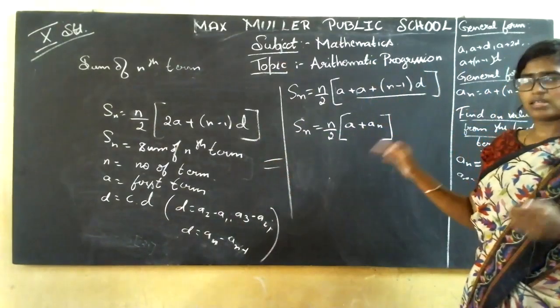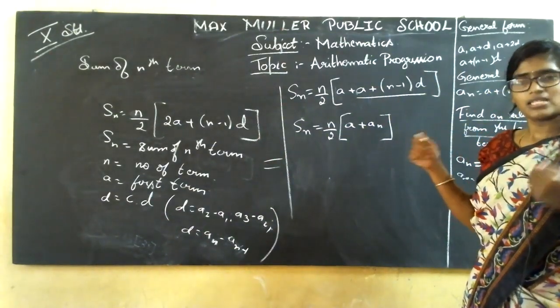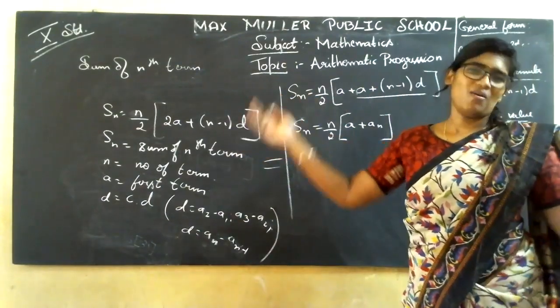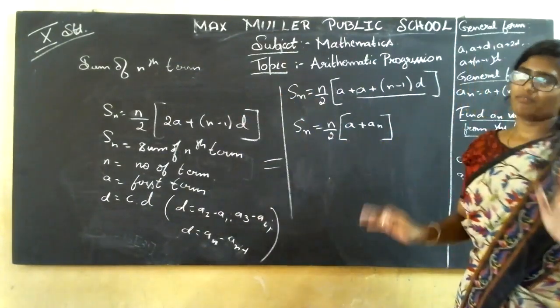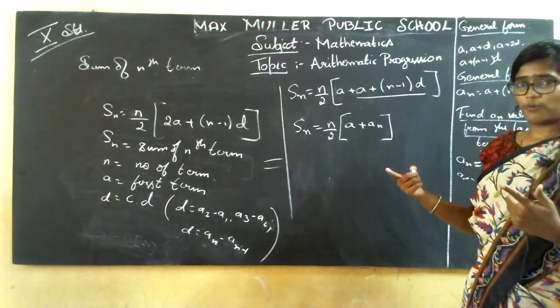Okay, these two formulas are the same. If you want, I'll take an example and solve it for you. Both the answers you get are the same. But the thing is, one is the bigger formula and this is the shorter formula. That's all. Clear?